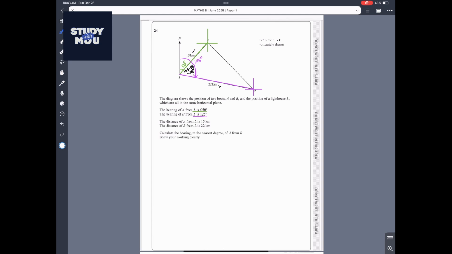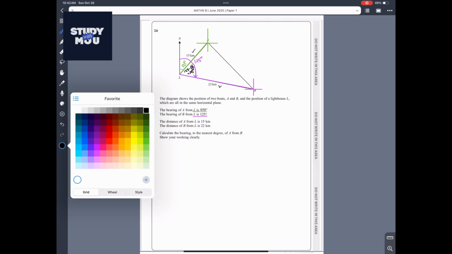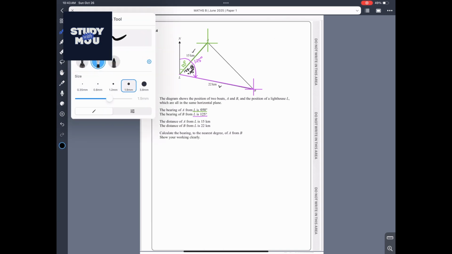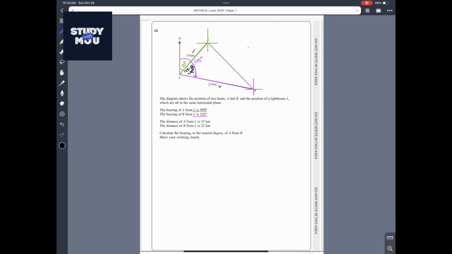Okay, let me take a white color just to have this erased so I can draw a diagram here just to show you guys. A, L, B. Okay, I hope you guys understand. We know this is 75 degrees. We don't know this angle. We know this is 15 kilometers. We know this is 22 kilometers.